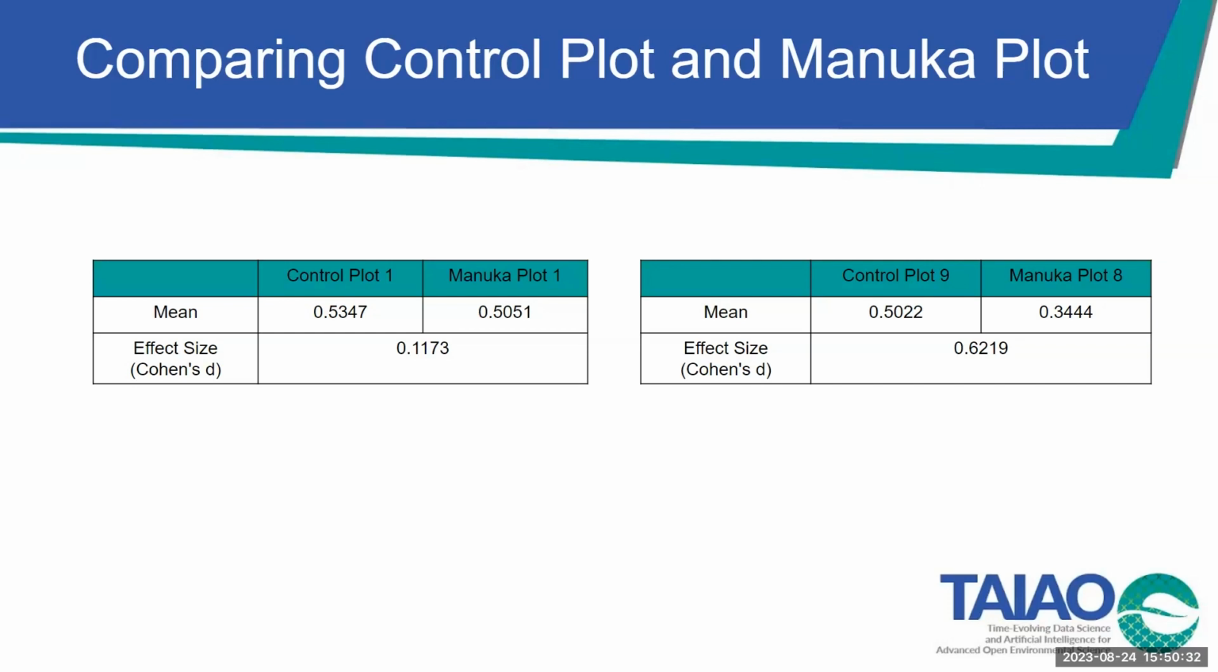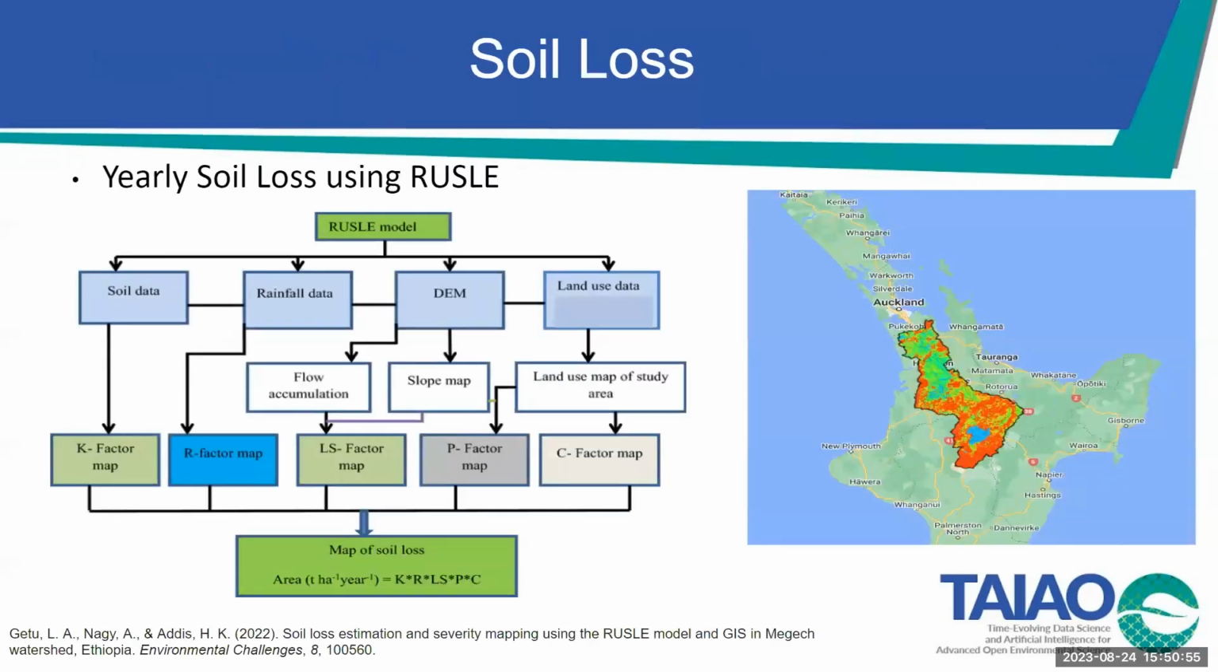But when we convert into a different control plot and manuka plot, there is a difference. So this means that by planting native manuka trees, the soil capacity for storing water has increased. This can help in reducing water runoff and soil loss. But how can we prove that? For that, I have done a study on soil loss analysis.